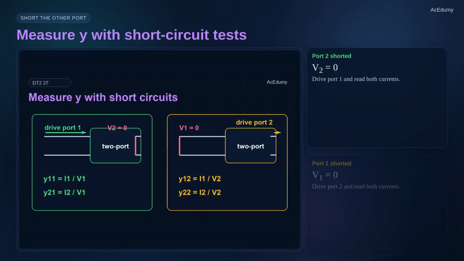To measure Y parameters, use short circuit tests. If port 2 is shorted, its voltage is 0, so Y11 and Y21 are obtained by driving port 1. If port 1 is shorted, its voltage is 0, so Y12 and Y22 are obtained by driving port 2.